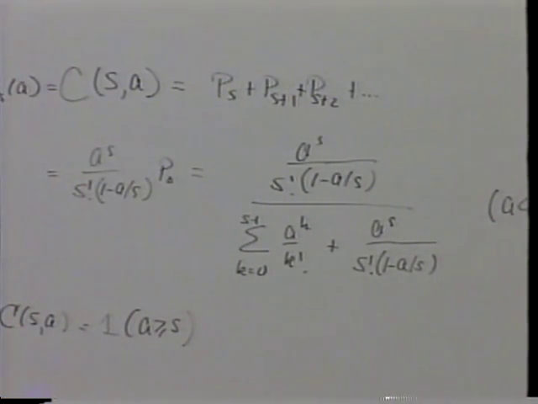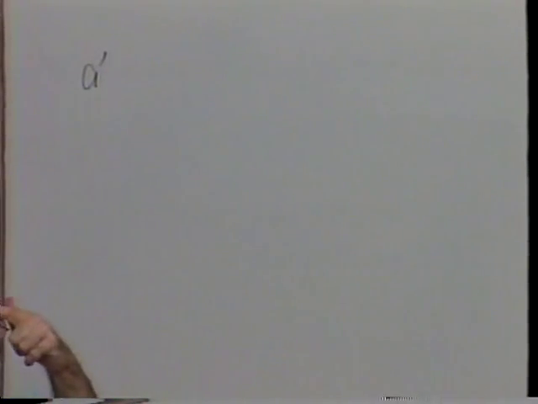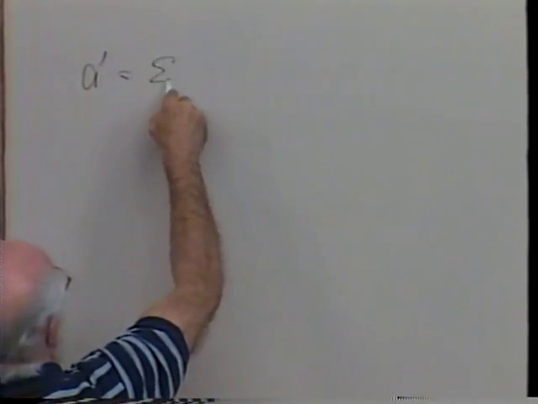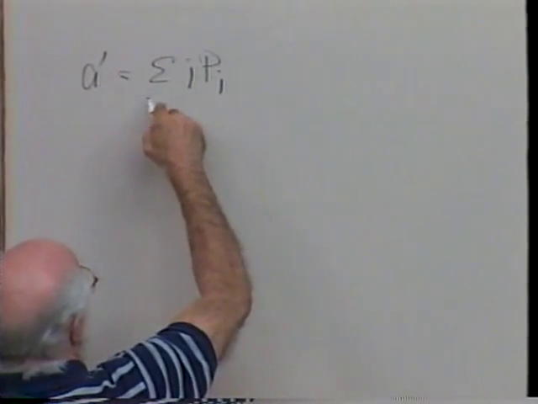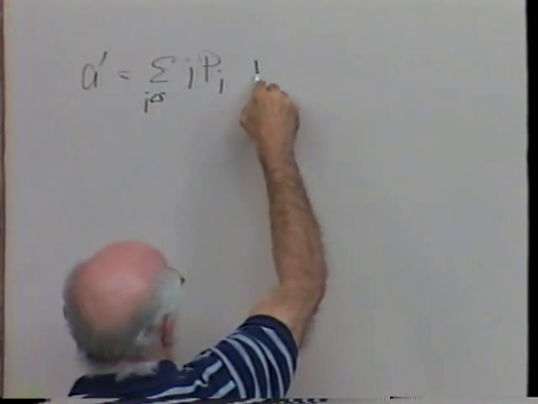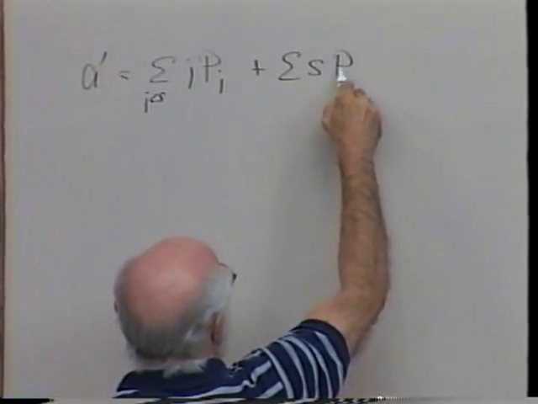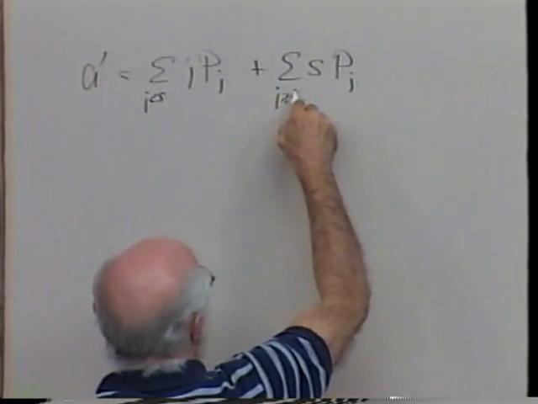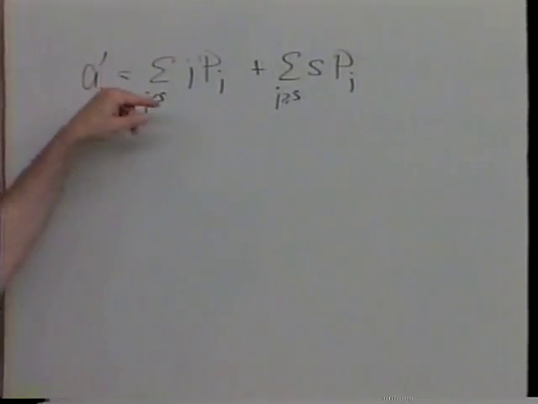Now, let's calculate the carried load. Do that over here. Remember the definition of carried load. Carried load was defined to be the average number of busy servers. So it was the sum of j P_j, where j is less than s, plus the sum of s P_j, where j is greater than or equal to s. This is the average number of busy servers.